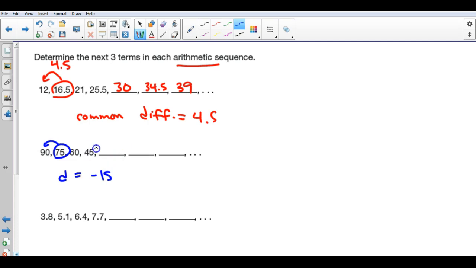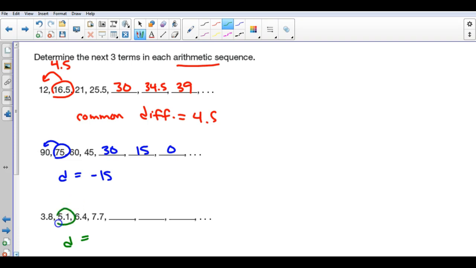So if I want to find my next 3 terms, you're still going to add the common difference. I don't want to say that I'm just subtracting 15, but rather you're adding negative 15. You're adding the common difference. So then my next term would end up being 30, and then we would have 15, and then 0. So last one, I have some ugly decimals, but notice we're increasing here, so my common difference is going to be a positive number.